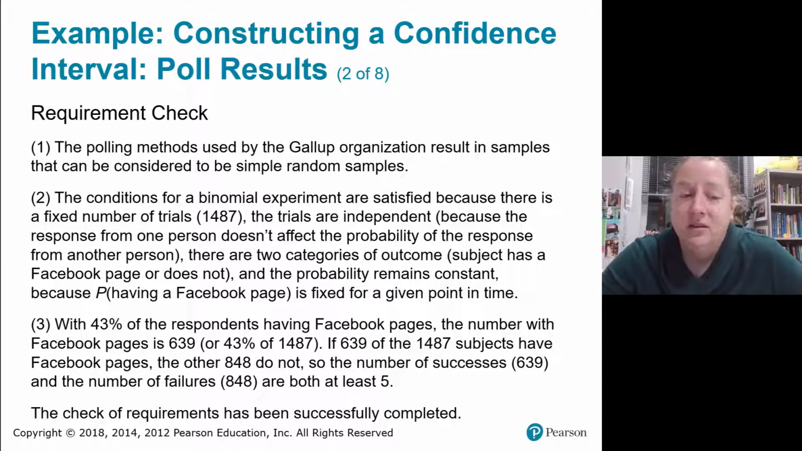Then we look at our 5. We're looking for 5 successes, 5 failures. With 43% of the respondents having Facebook pages, the number with Facebook pages is 43% of 1,487, which is 639, definitely greater than 5. And if 639 of the 1,487 subjects have Facebook pages, the other 848 do not. Again, definitely greater than 5. So we have all of our requirements and we're ready to move on to constructing our confidence interval.